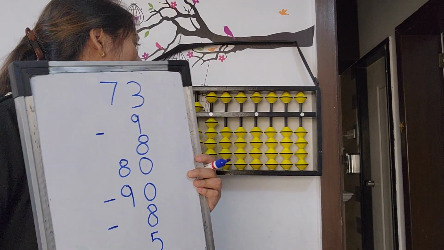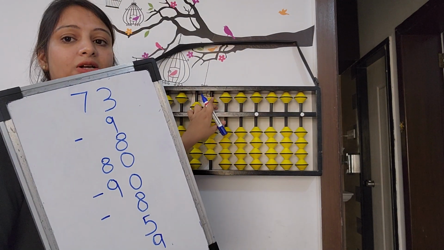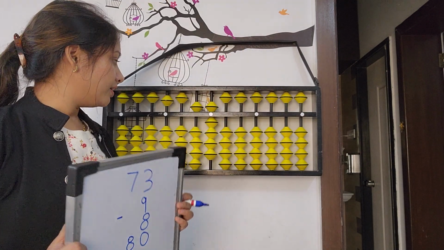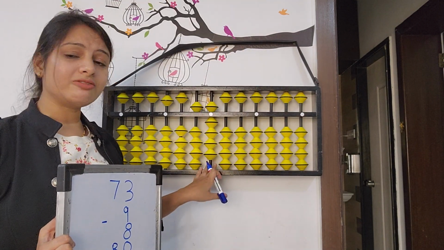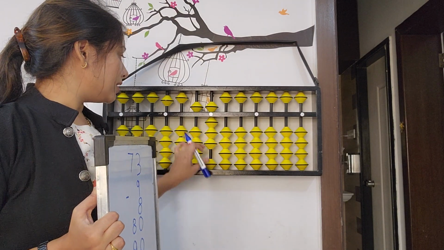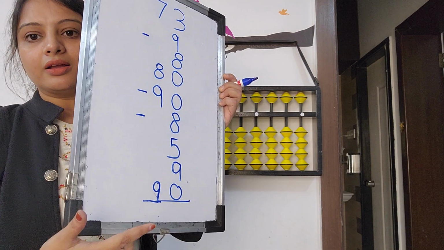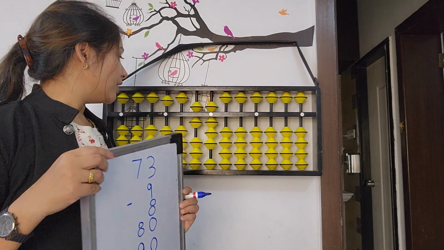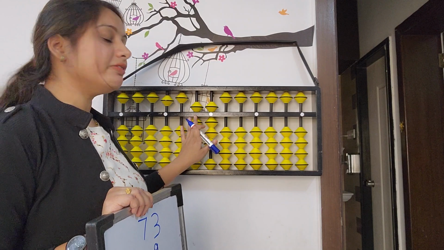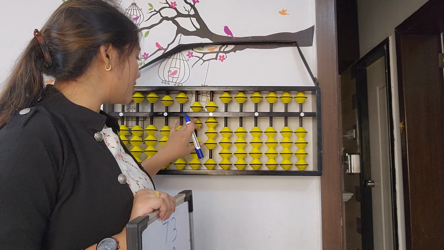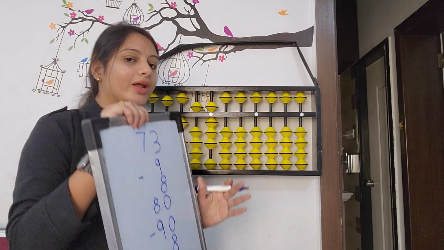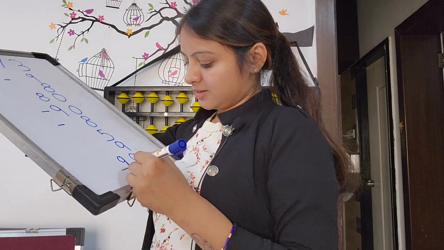Now 5. We are taking 5 simply because it's happening simply. Now 9. 9 is not happening. We don't have any bead left. So for 9, we have to apply the formula that is less 1 add 10. Now 90. So 90 on the tens rod. 90 is not happening. For 90, we have to apply the formula that is less 10 add 100. Answer is 158.